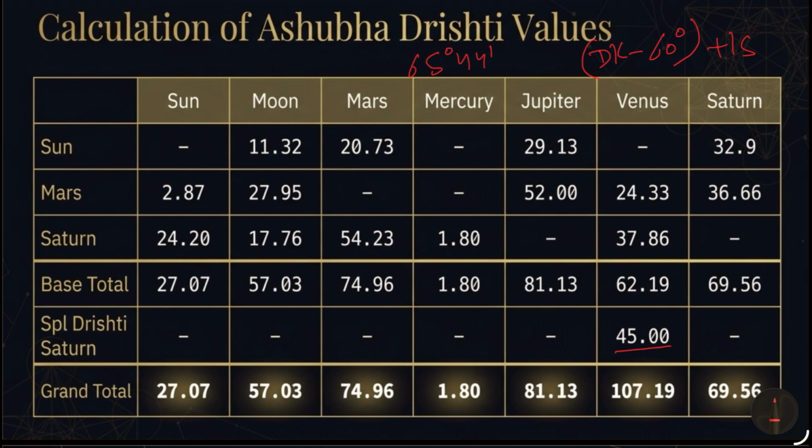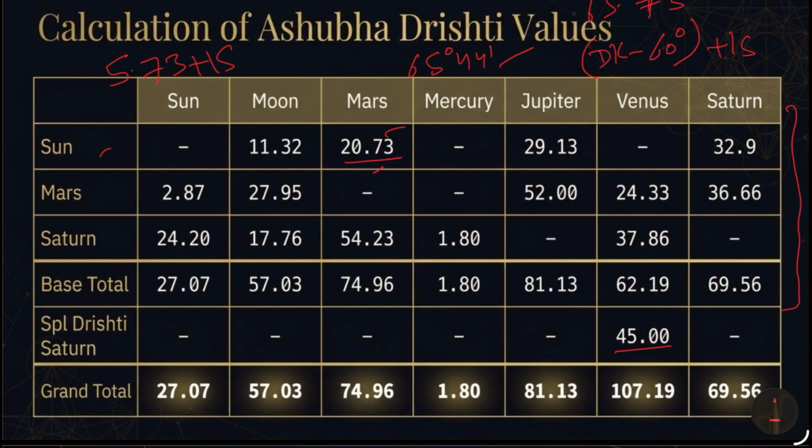So let's take the example of Ashubh Drishti between Sun and Mars. The Drishti Kendra is 65 degree 44 arc minute. So if we convert it into complete degree, it will be 65 degree plus 44 by 60, so that will be 65.73. And the formula for when a planet ranges between 60 to 90 is Drishti Kendra minus 60 plus 15. So Drishti Kendra minus 60 will be 5.73 plus 15. It will be 20.73. And similarly, you can do the computation for the rest of the planets. I have shared the answer directly.